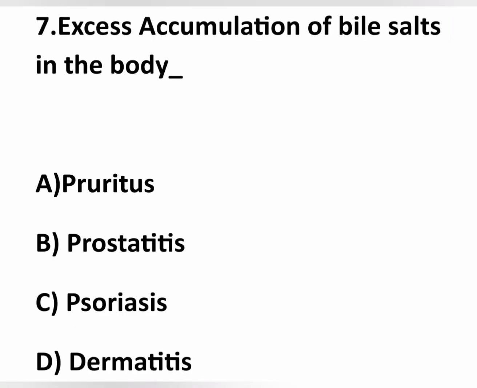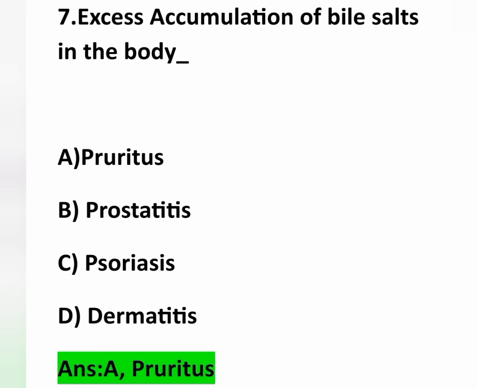And the next question, question number 7, excess accumulation of bile salt in the body. Options: option A pruritus, option B prostatitis, option C psoriasis, option D dermatitis. Excess accumulation of bile salt in the body is known as option A pruritus.